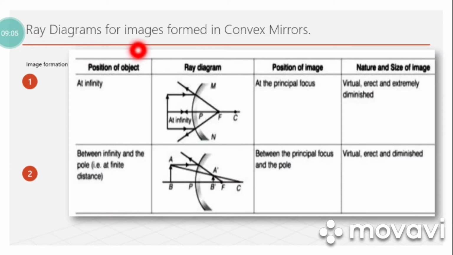Let us observe the ray diagram for images formed in convex mirrors. In the first case, if the object is placed at infinity, then the image is formed at the principal focus. It is virtual, erect, and extremely diminished, that is highly diminished. And in the second case, if the object is placed between infinity and the pole, that is at a finite distance, then the position of the image so formed is between the principal focus and the pole. Here A dash B dash is the image formed. It is virtual, erect, and diminished.